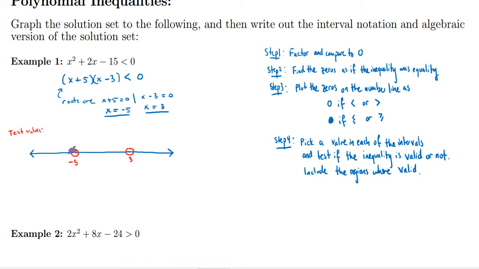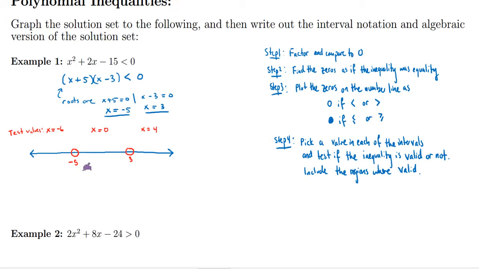We're going to pick over here just something that's less than -5. So how about x is equal to -6? And here, what's in between there that's simple to plug in? Well, x equals 0. What's something bigger than 3? x equals 4. But again, these are test values. You can pick anything that you want as long as they're within these regions.